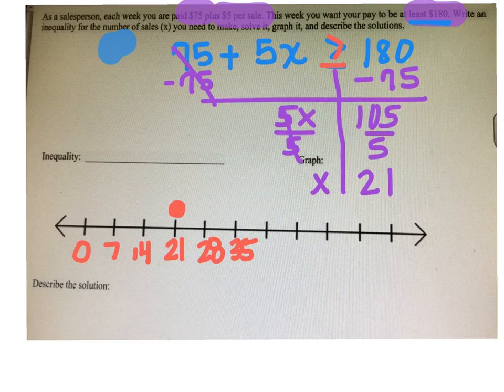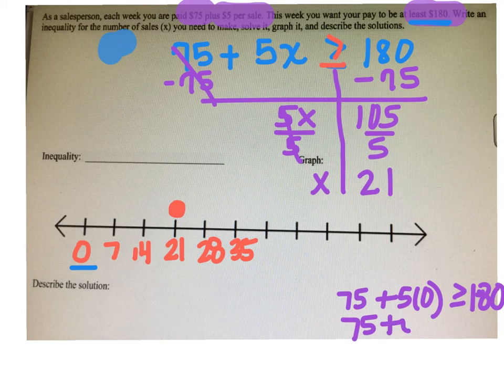Now I need to figure out which way my arrow is going to go. So I'm going to pick a test point. I'm going to use 0 for my test point and plug it in the original inequality. So I have 75 plus 5 times 0 is bigger than or equal to 180. Well, 75 plus 0, that's 75. That is not bigger than or equal to 180. So this is not true, so I'm not going to go towards the 0. I need to go the other way.